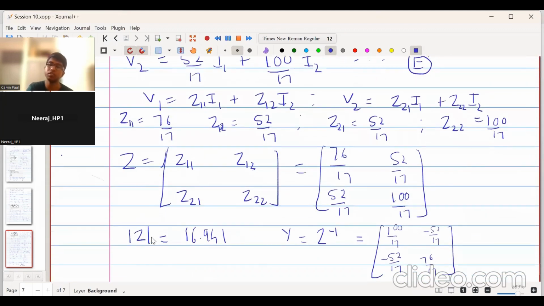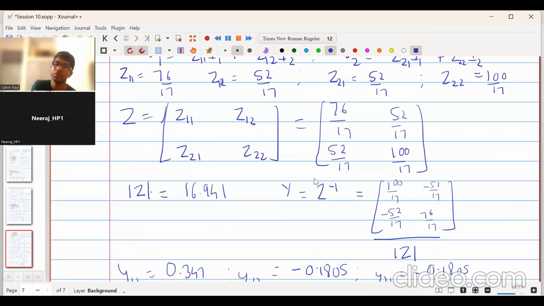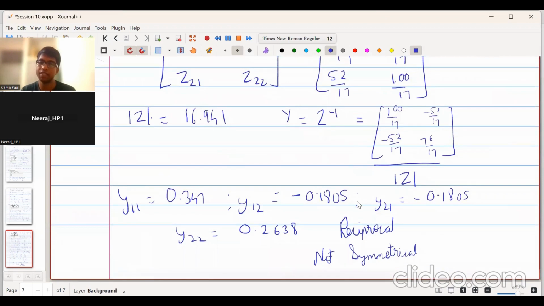Then we found the determinant of the Z matrix. And then we found the inverse of the Z matrix. That turns out to be the Y matrix. Okay, that is a simple thing which we did, and we used that shortcut. This gets interchanged, these two get interchanged, and for this we just add a negative sign. This is valid only for a 2 cross 2 matrix, right? For 3 cross 3, it becomes a bit complicated. So this is the case. And then we found out the Y parameters, Y11, Y12, Y21, Y22, etc.